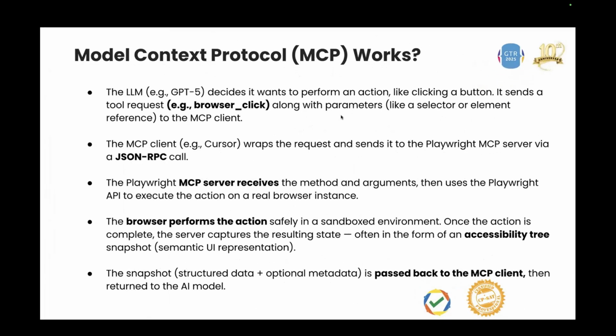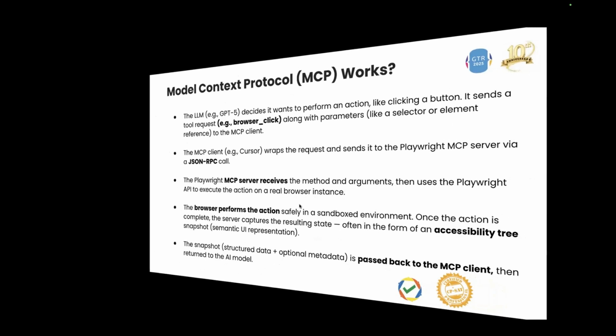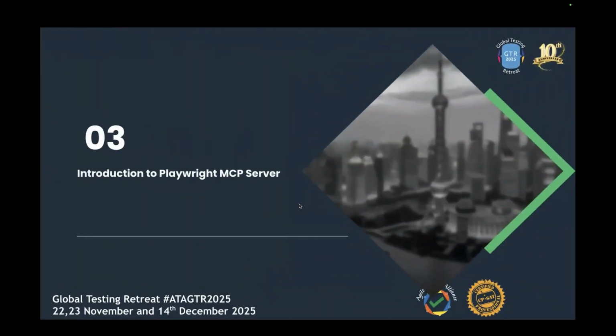So here I explain the same thing. Clicking on the button, it sends a request like I want to click, I want to select, I want to drag and drop, right? Then the MCP client wraps the request and sends it to the Playwright MCP server via a JSON-RPC call. This is the protocol that helps us interact with the server. And then the Playwright MCP server receives the method and arguments and uses the Playwright API to execute the action in the real browser, right? And then the browser performs the action and finally it captures the accessibility tree of that particular action we have performed. So this is about the Playwright MCP, how it works.